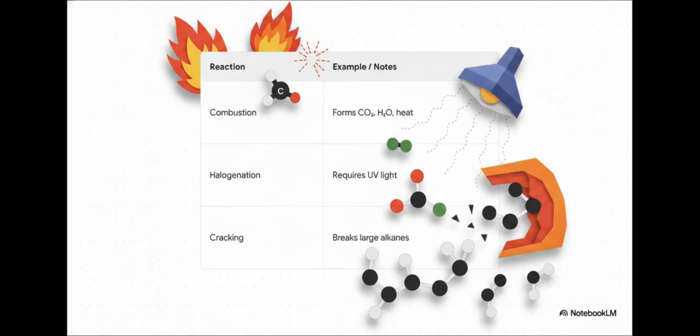But what about breaking alkanes down? Since alkanes are so incredibly stable, forcing them to react requires some pretty intense conditions. I mean, you essentially have to torture the molecule. You can combust them with oxygen, which releases massive amounts of heat, water, and CO2, which is exactly what happens inside your car's engine. You can use intense UV light for halogenation to forcefully swap a hydrogen for a chlorine or bromine, or you can use extreme heat to literally crack them, breaking massive alkane chains into smaller, much more usable pieces.